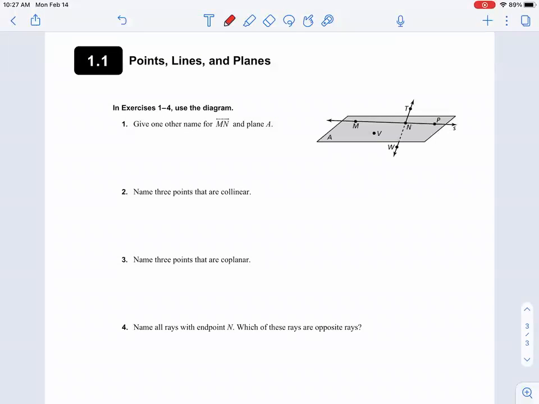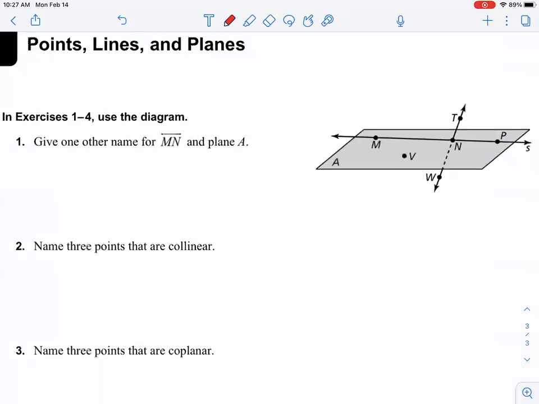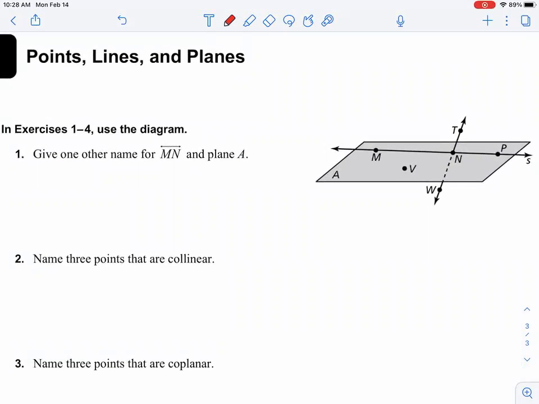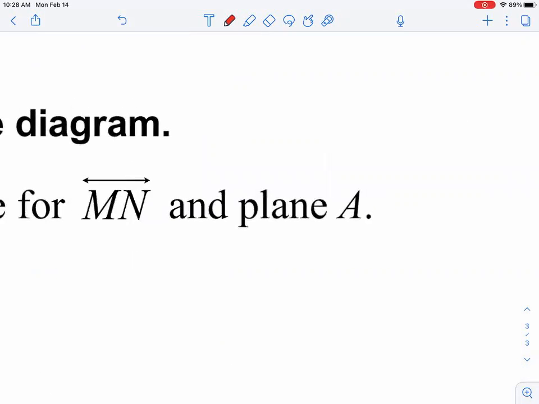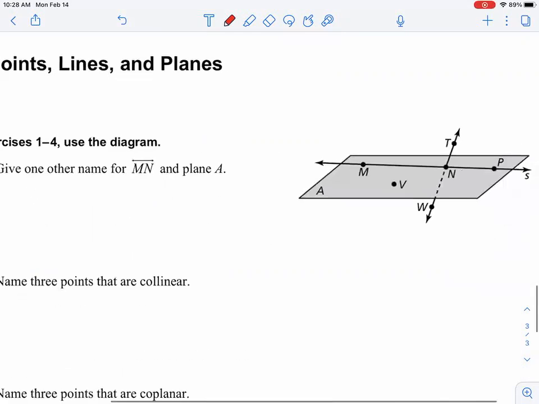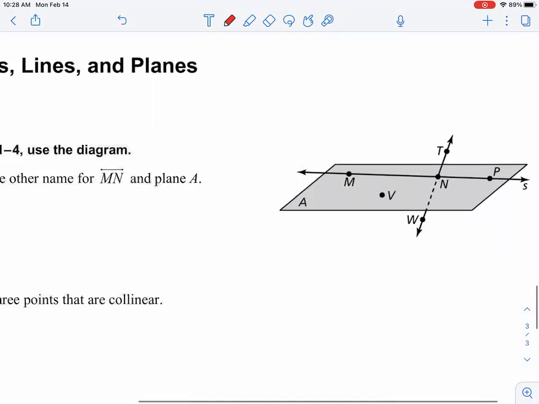Okay, as we go over this, be really careful and specific about your notation. Just having the right letters is not necessarily enough. You got to be real specific about notation. So for example, the first one says, give one other name for MN, and notice this has a line over it. So line MN, that's this guy right here, okay?